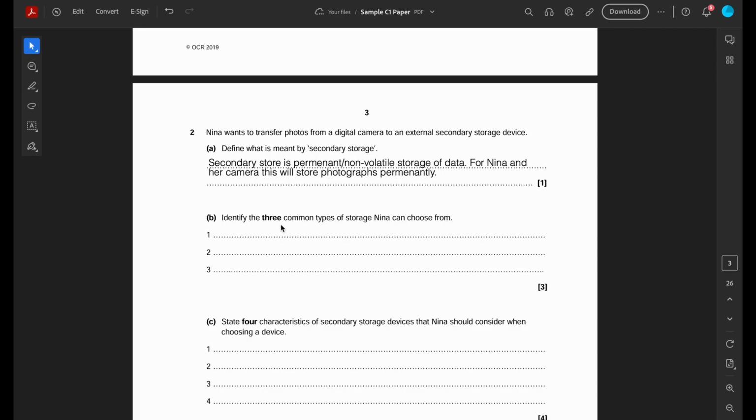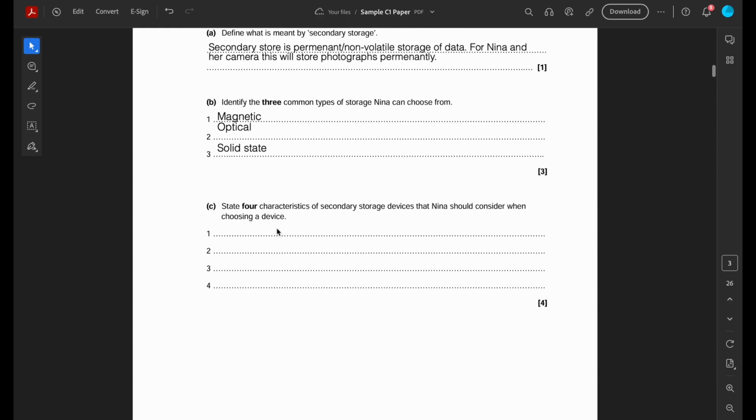Alright, identify 3 types of secondary storage. Again, we either notice or we don't. We have magnetic, optical. Questions to identify or give 3, so I don't have to give much more detail on that. Next, 4 characteristics. Well, there are actually 6, but we'll make sure we cover all of those.